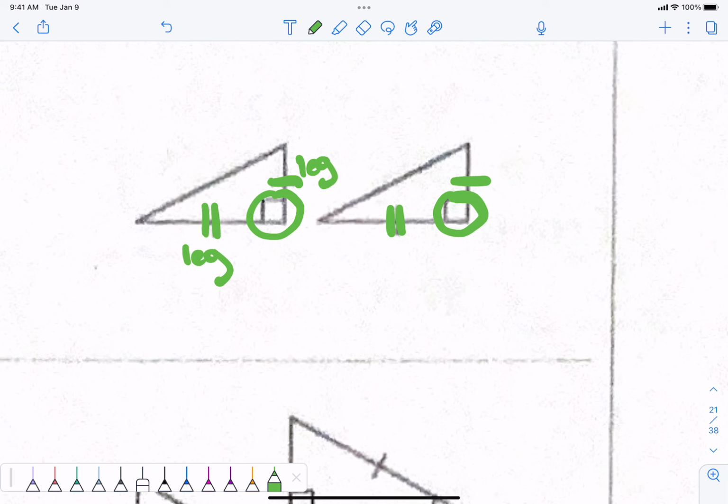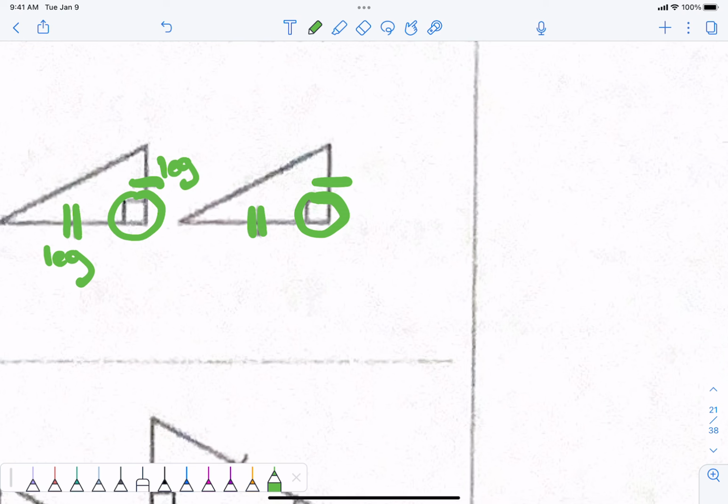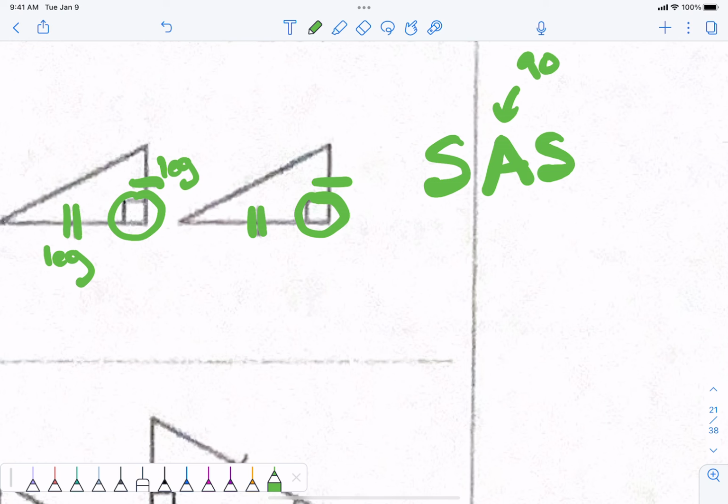Now, this is really kind of like side, angle, side in disguise. Do you see how that works? It's really like side, angle, side. It's just that the angle is a 90-degree angle.